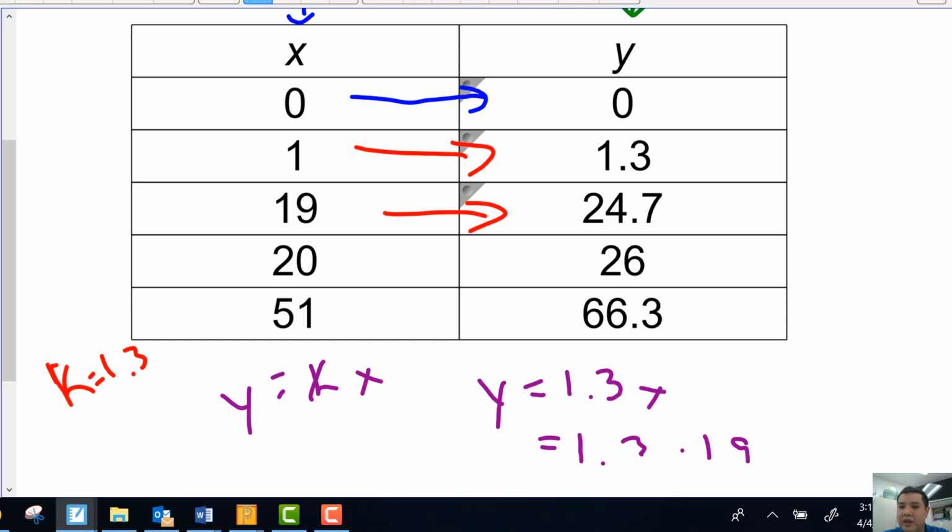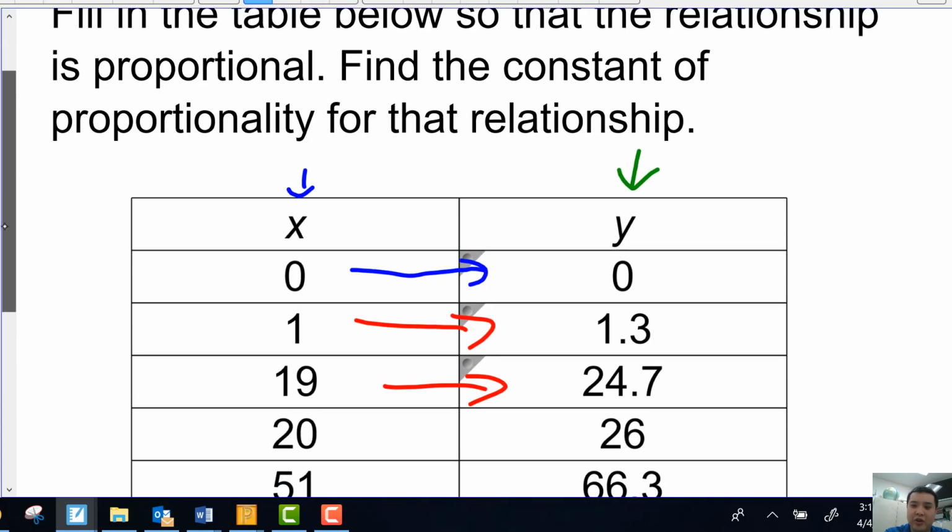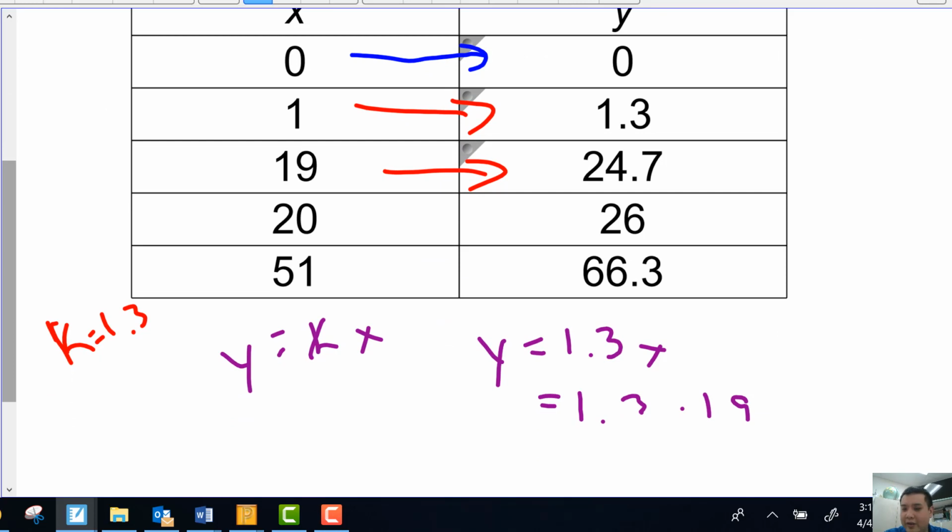Okay? So that's how you fill in a table in order to make a relationship between all of these parts proportional. Okay? And again, the k value we found by dividing the y by the x. Here we're going to multiply by 1.3 going the other way.